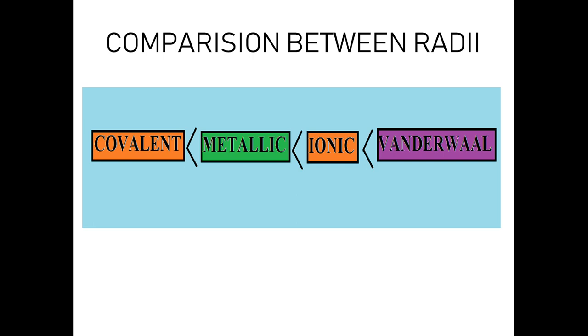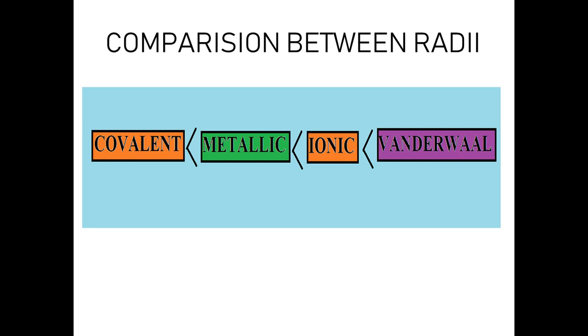And this is not always true. It may change sometimes, exceptions are always there. In case of metallic and ionic, it may interchange. So I provide you the general order, but it's not always true. But if someone asks which one is the largest radius, then you have to give the answer in favor of Van der Waals radius. Then ionic, then metallic, and then covalent.